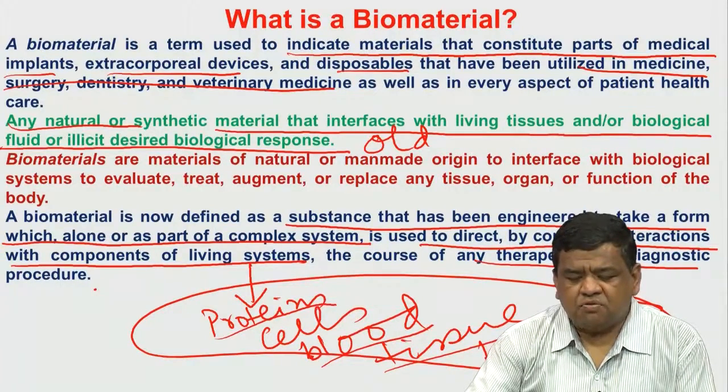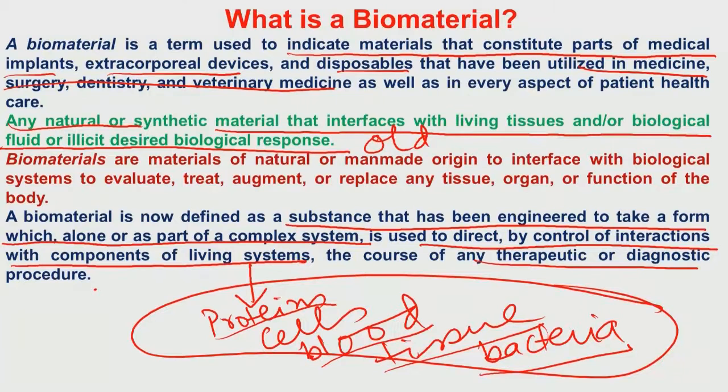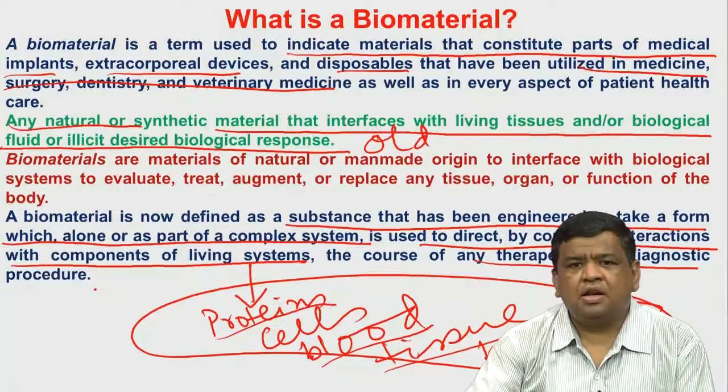Now, once this biomaterial is fabricated or processed, it is expected to treat certain therapeutic or diagnostic procedures, or to facilitate certain therapeutic or diagnostic procedures, by control of interactions with components of living systems. I have explained to you in the last module that living systems essentially contain proteins, cells, blood, tissue, bacteria. Interaction with the living system essentially means that depending on the targeted application, like orthopedic or cardiovascular, one needs to see how a given material will interact with the tissue specific cells.